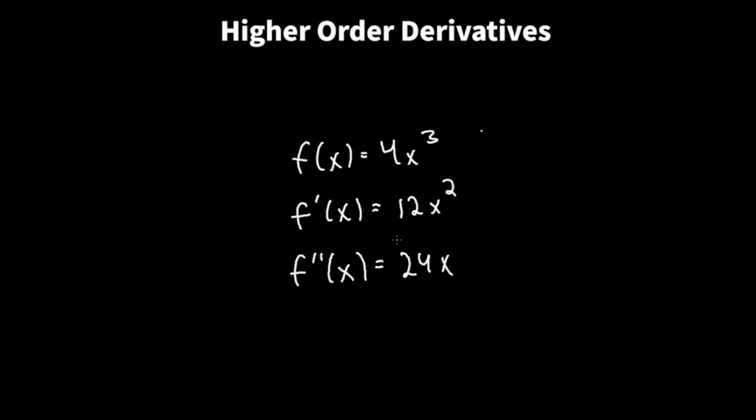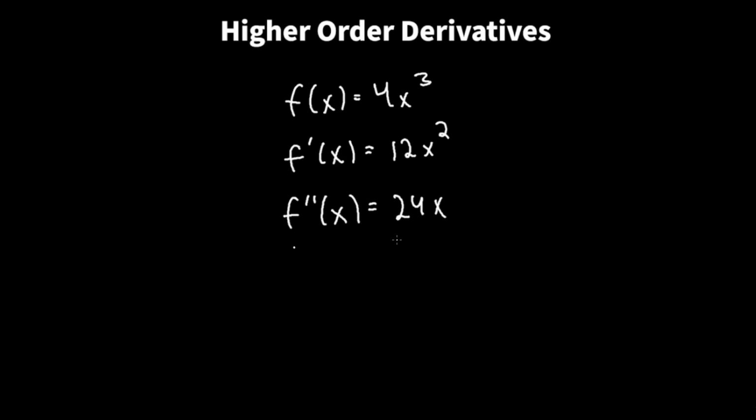Basically, you just need to take the derivative of the derivative, right? I just took the derivative of 12x squared to get 24x. And if you wanted to go even higher, you would do f triple prime to get the third derivative, and you get 24 here. And if you take the fourth derivative, you get 0.